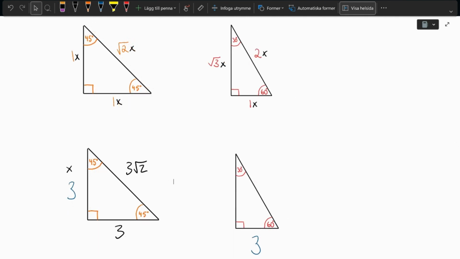When we have sides 3, we can determine the other remaining sides by calculating if x is 3, then the side that's going up vertically will be the root of 3 times x, which will be 3 root 3. And the hypotenuse will always be 2 times x. In this case, x is 3, so we can say it's 2 times 3, which will be 6. Let's check it out.